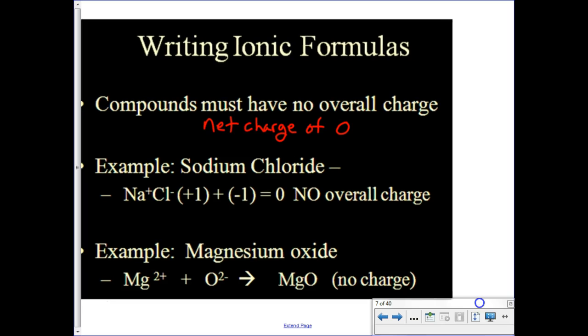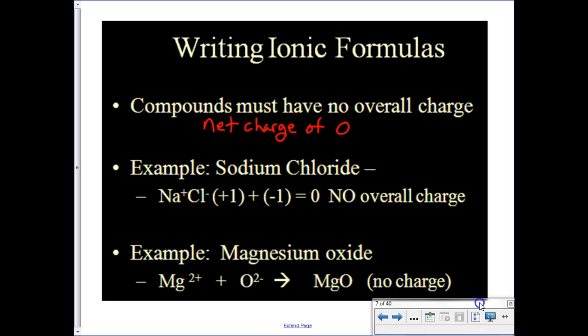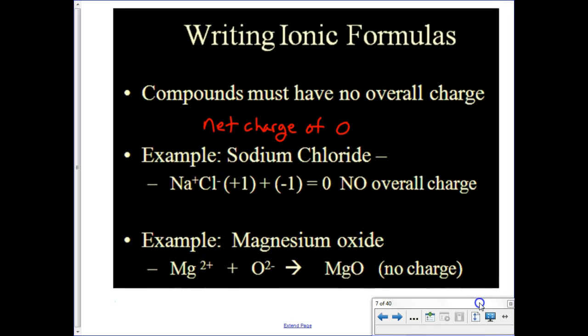Another example is magnesium oxide. And so magnesium oxide, magnesium is a metal. It has a positive 2 charge. Oxygen is a nonmetal. It has a negative 2 charge. When you add positive 2 plus negative 2, there is no charge. It's 0. And so the formula is simply MgO. And let me write for sodium chloride, it's NaCl.